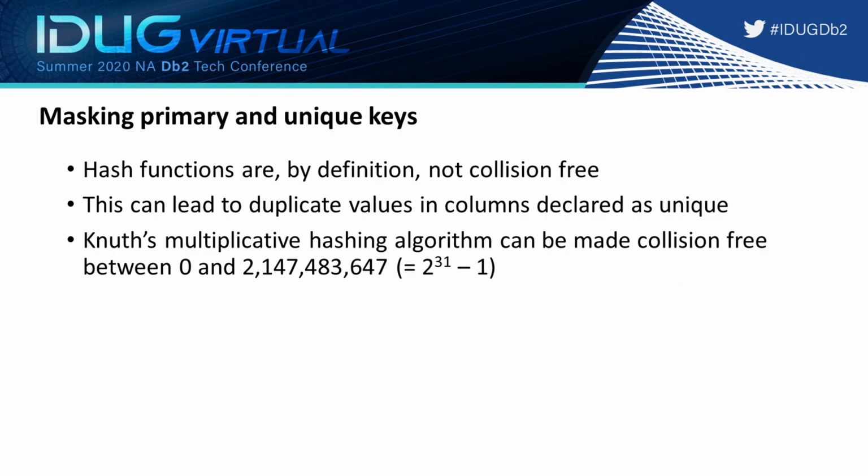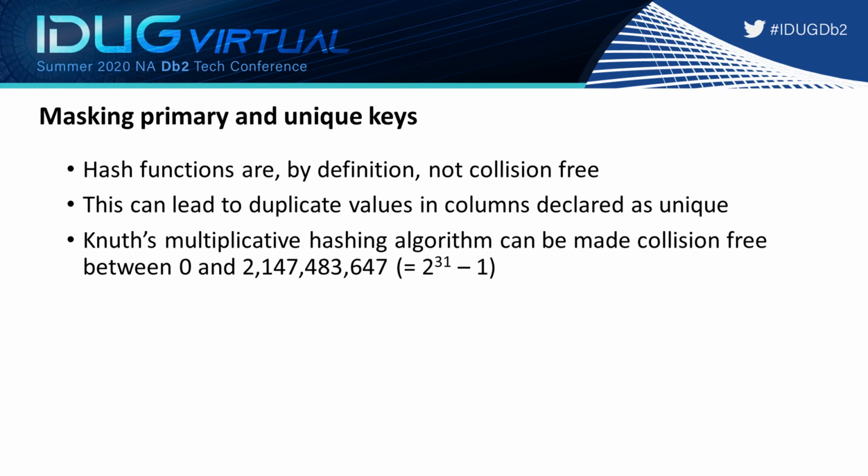Since hash functions accept an unlimited number of possible input values and will return a value from a finite set, they are by definition not collision-free. And this means that it can happen that 2 different input values are associated with the same masked value. For things like names, this is usually no problem. But if we want to use the masked value in a key column, it has to be unique.